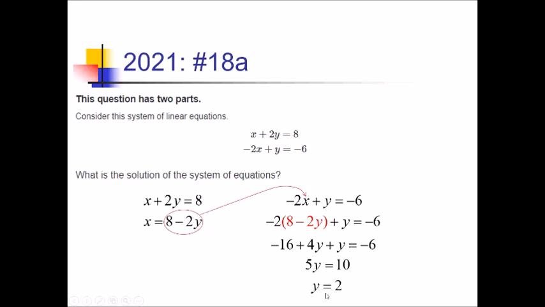Now that I've got my y value, I have to plug it back in to get the x value. I can plug this 2 into this equation over here that I created that has x by itself. So I can rewrite this as 8 minus 2 times 2. And then this is 8 minus 4, which means we have x equals 4. Now the answer should be written as a point, so I'm going to write this as 4, comma 2 for my final answer on this one.